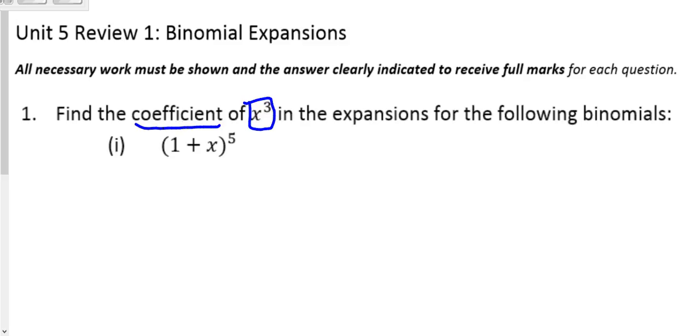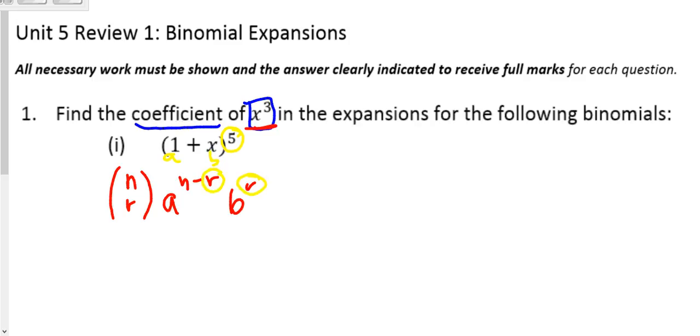So let's do the first part first. We know that we want x to be cubed. So we are going to use the binomial theorem for a specific term, which is n choose r, a to the n minus r, and b to the r. Now we know n because they give it to us. Our exponent here is n. And we know a and we know b. What we don't know is r.